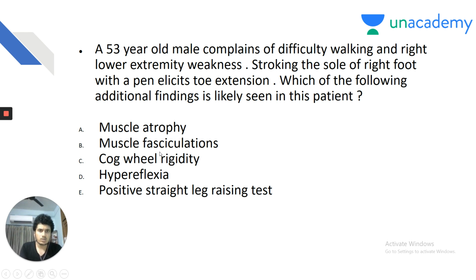Cogwheel rigidity. What is cogwheel rigidity? Where did you hear of it? Yes, my dear friend, it is Parkinsonism. In the pathology of Parkinsonism, there is loss of dopaminergic neurons of the substantia nigra, leading to the classical triad of rigidity, bradykinesia, and tremors. Again, this is the classical triad of Parkinsonism: rigidity, bradykinesia, and tremors.